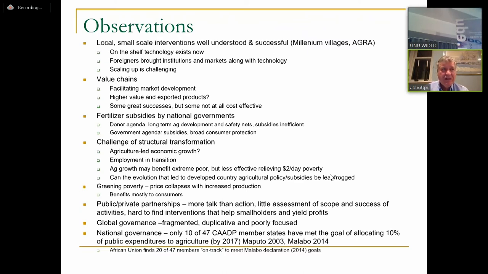When those of us who study ag policy look at its evolution over time, we attribute many of the institutions that arise in developed country agriculture to the problems of the structural transformation and the release of labor from agriculture over time. Can that be avoided or not? A related issue is what's now referred to as the greening of poverty. We've known for a long time that if you go to an area and increase production dramatically, prices can collapse, and interventions in agriculture mostly benefit consumers. As I mentioned, in public-private partnerships, there's more talk than action, and the studies that I reviewed provided little assessment of the scope and success of activities.